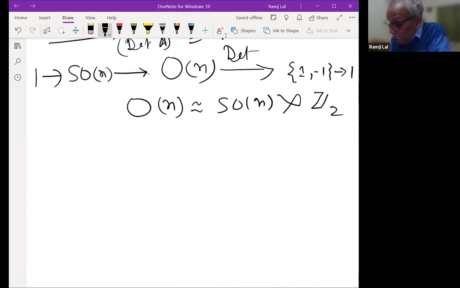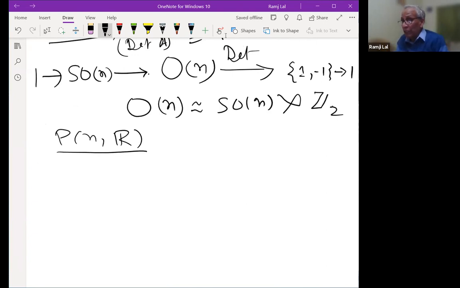What is P(n, R)? Remember, I described this. These are the permutation matrices. Recall, this was the group of all permutation matrices, with the property that in each row the entry one appears once and only once, and one appears in each column once and only once. This is your P(n, R). And I say that this is a subgroup of O(n). That is very clear, right?